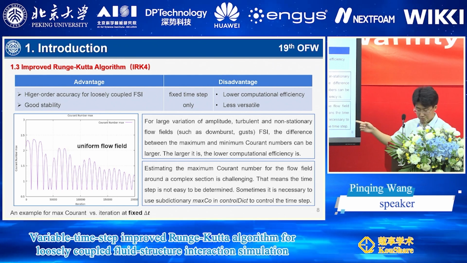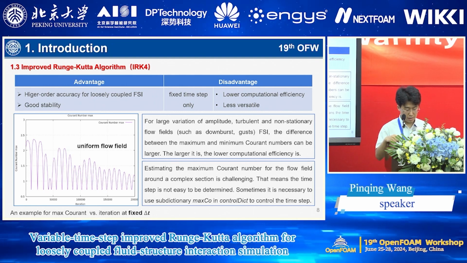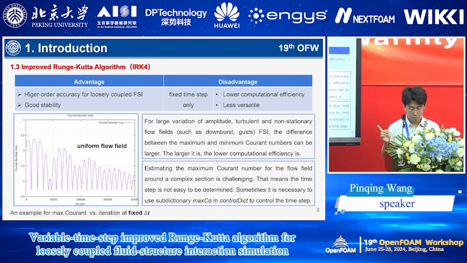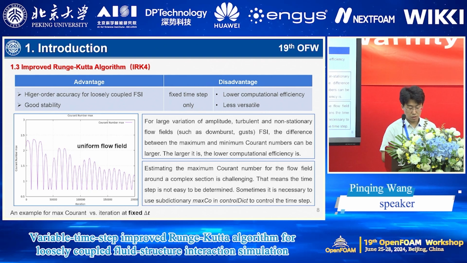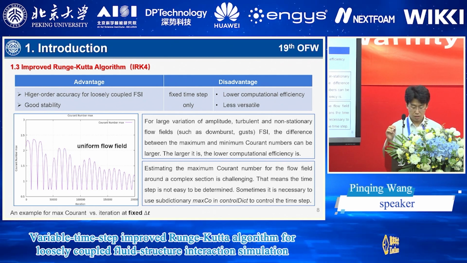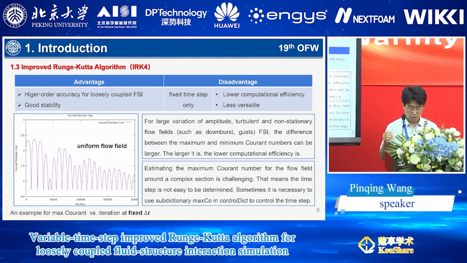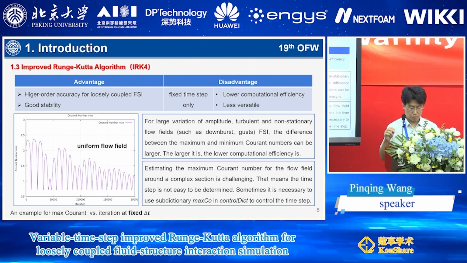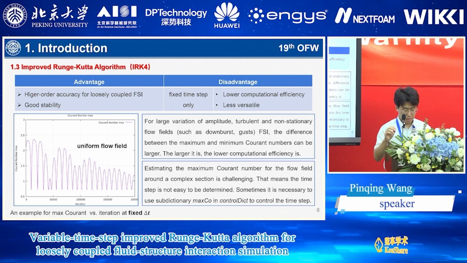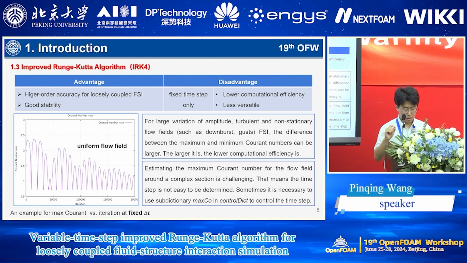This figure shows an FSI example for the max Courant number varying with the iterations at a fixed time step. We can see that if a max Courant number of 2.5 is allowed, then most iterations could have a larger time step. For large variation of the structural amplitude, or for turbulent and non-stationary flow fields, such as the downburst or the gust FSI simulation, the difference between the maximum and the minimum Courant number will be larger. And the larger it is, the lower the computational efficiency is.